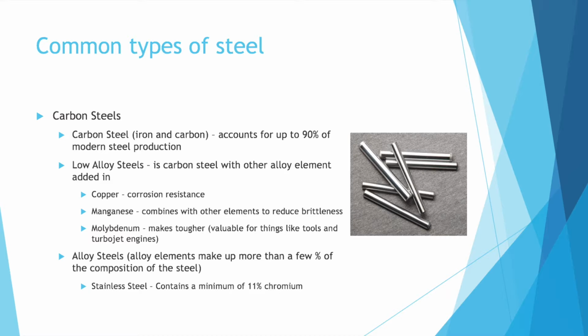Then you have alloy steels. So what's the difference between low alloy steels and regular alloy steels? Well, in regular alloy steel, the alloy elements make up more than just a few percent the composition of the steel. In low alloy steels, there are a few percentage points or less of other elements. This is not the case with alloy steels. For example, in stainless steel, which many people are familiar with, there is at least 11% chromium added in.